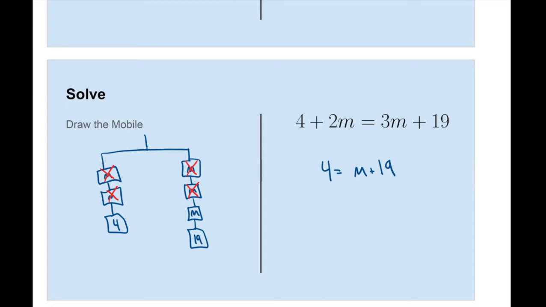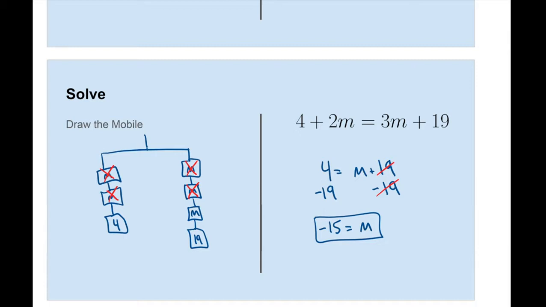So what we can do now is go through and get rid of the constant. I'm going to get rid of the plus 19 by subtracting 19. Do the same thing to the other side. One side will cancel out, and I'm left with negative 15 equals m. So this would be my solution.